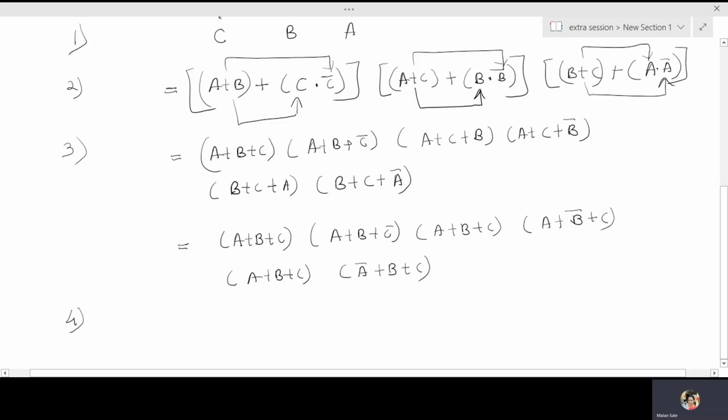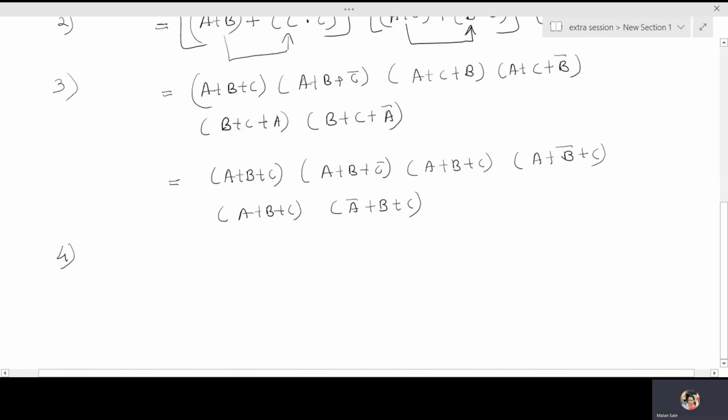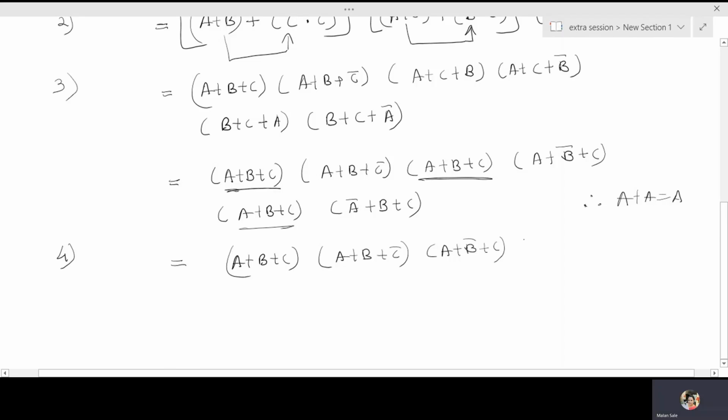After the third step, now the repeated terms are omitted. Now A + B + C is repeated 3 times, so we have to reduce it, because we know that A + A is equal to A. So A + B + C. The second term A + B + C bar is not repeating. A + B bar + C is also not repeating, so I am writing it as it is. And the last term A bar + B + C.